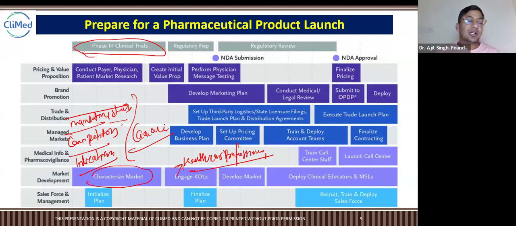Like suppose, oseltamivir. You know oseltamivir tablet. I'll give you an example here of characterizing the market. Oseltamivir. How many of you know oseltamivir? What is that? Oseltamivir. What is oseltamivir? Yes, guys.